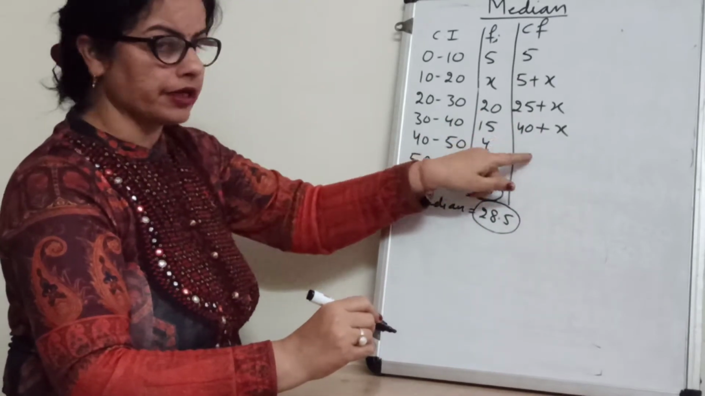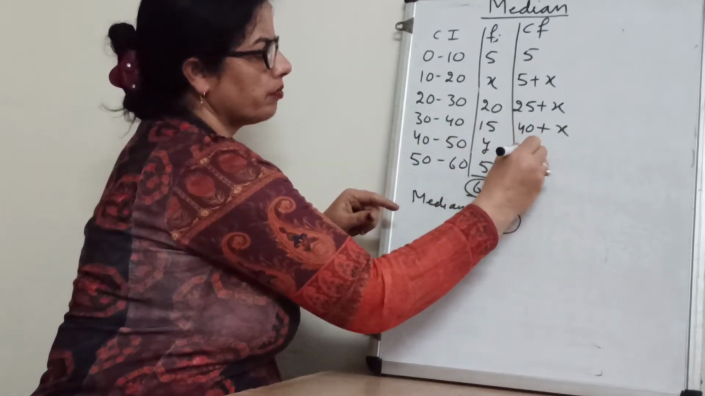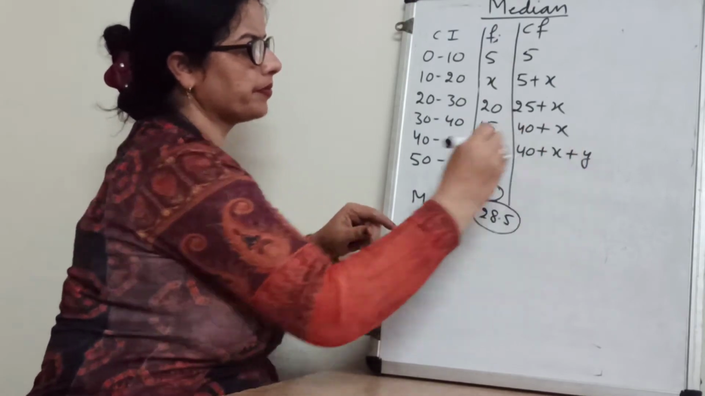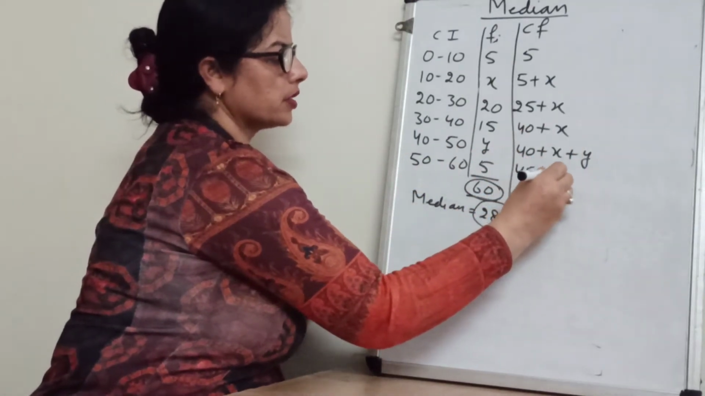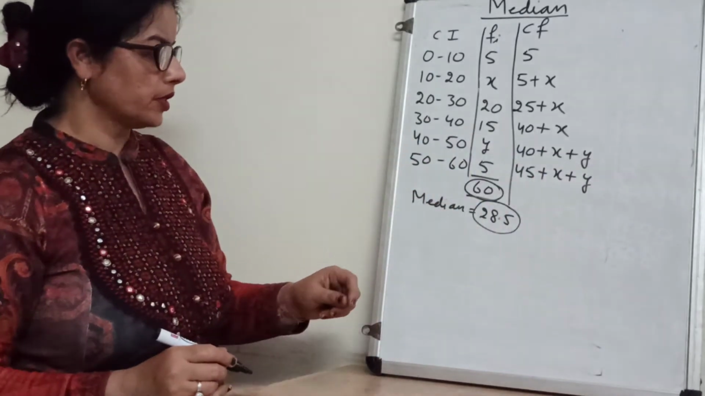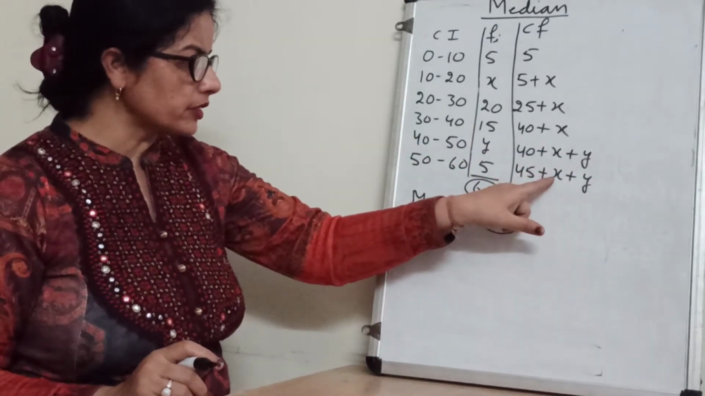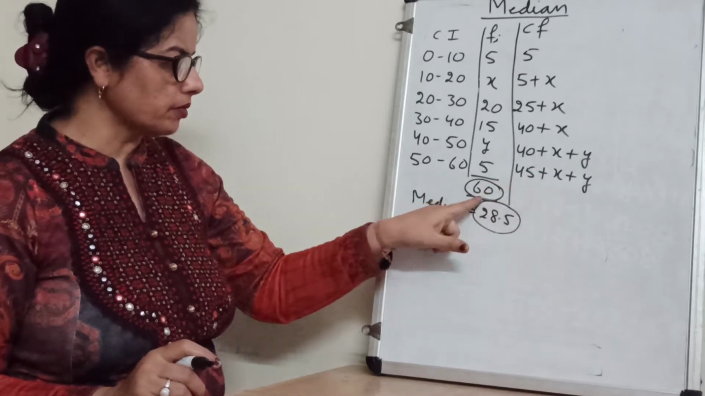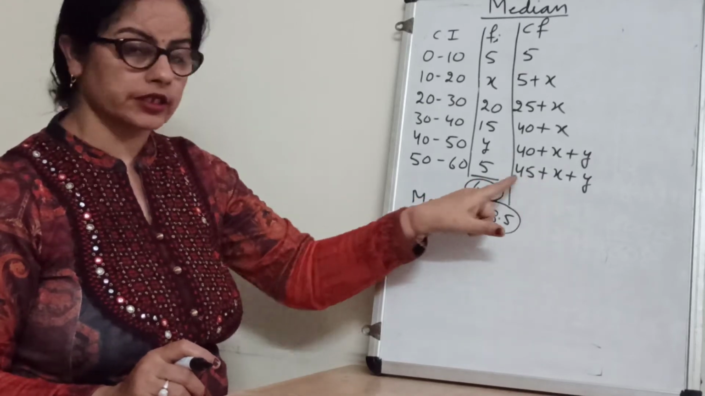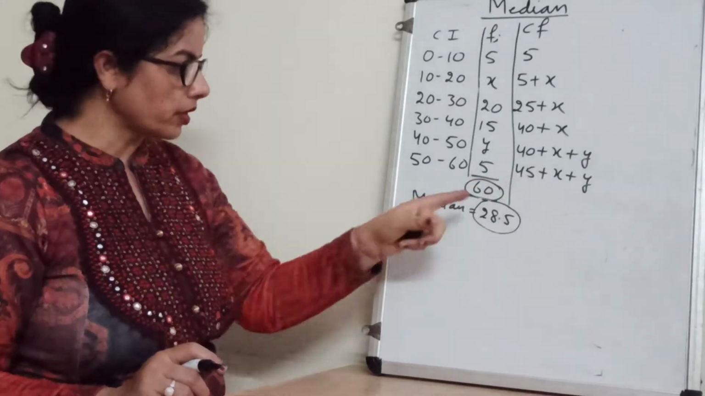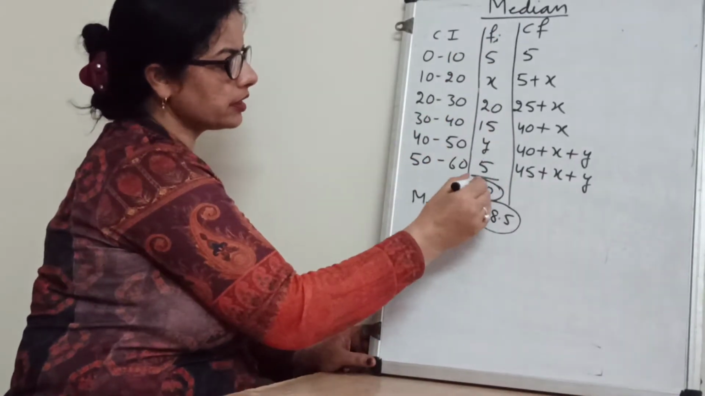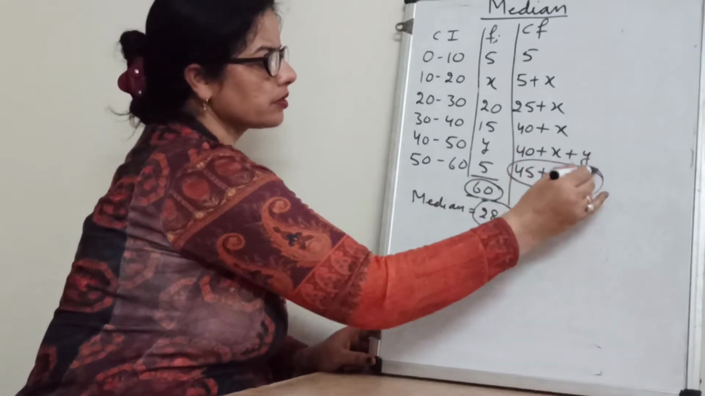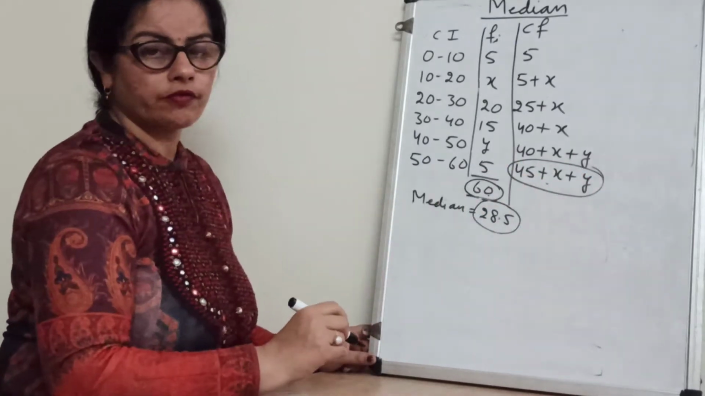Now we will add y. 40 plus x plus y. Now add 5 to this. 45 plus x plus y. I told you always the sum of frequency and the last cumulative frequency are equal. So here also we can say it is given to us the sum of frequency is 60, which means the value of this is 60. The value of this is 60.